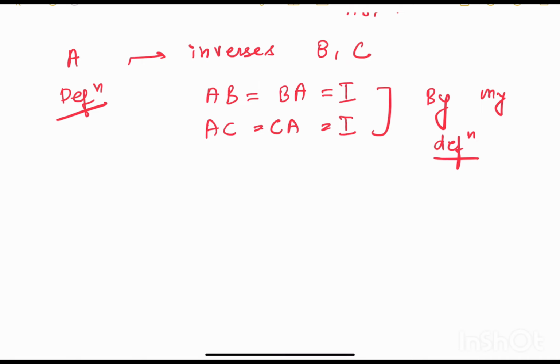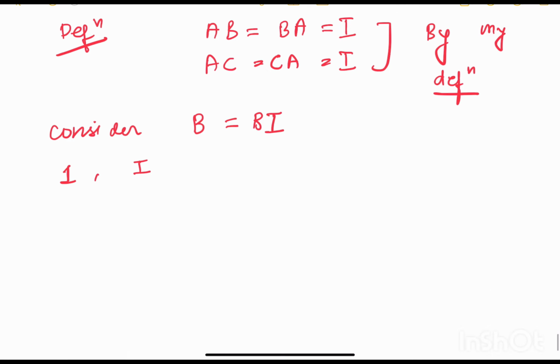Now if I were to consider my matrix B, how can I write this matrix B? I can write this matrix B as a product of B and identity. Now we know that identity is like 1 in real numbers. Like 1 in numbers, the identity matrix plays a similar role: if I multiply any matrix with it, it will just give me my matrix B.